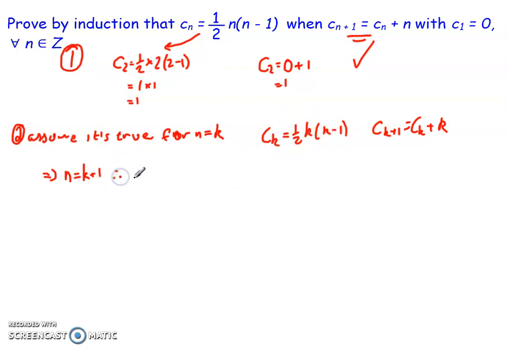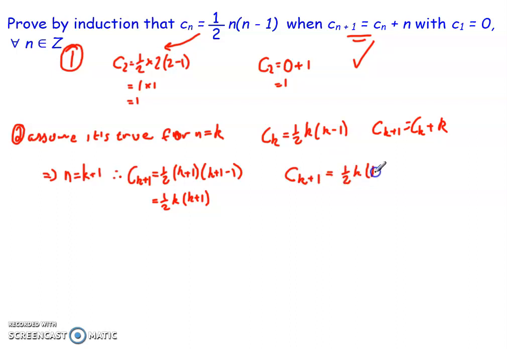So what I'm going to do is say that therefore C(k+1) is equal to a half bracket k plus 1 times k plus 1 minus 1, which if I then do that there, that'll then give me a half k bracket k plus 1. So that's C(k+1), that's my next term there. And if I then look at this here, my C(k+1), for this case, that would be given by a half k bracket k minus 1 plus k.